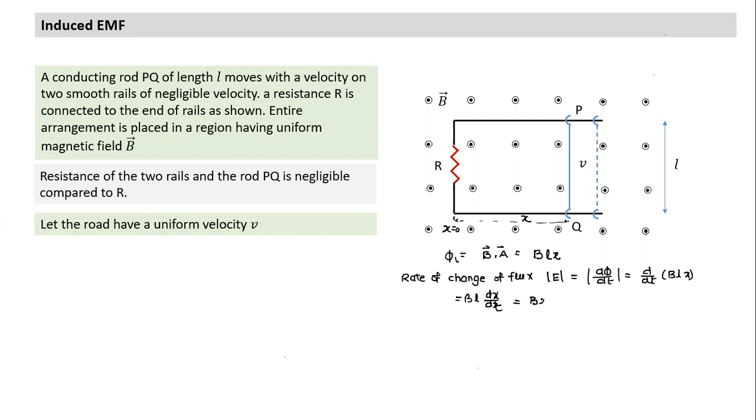So what do we get here? If I move the rod with velocity v, it is equivalent to creating an EMF equal to BLv in the loop. It will behave as if a battery of EMF BLv is placed in the loop.